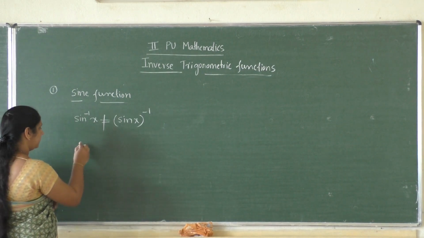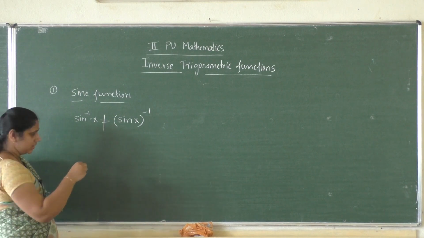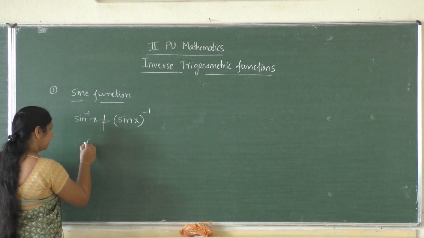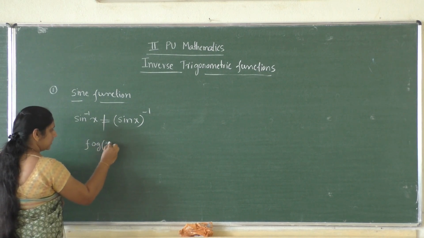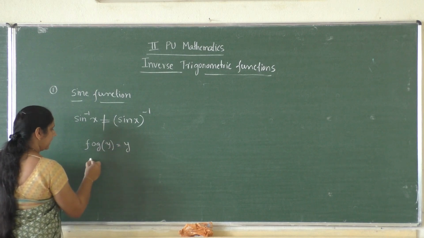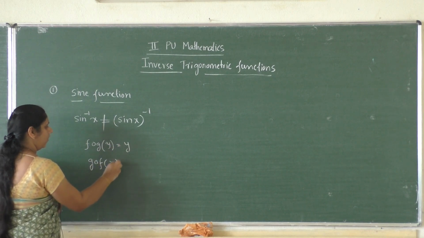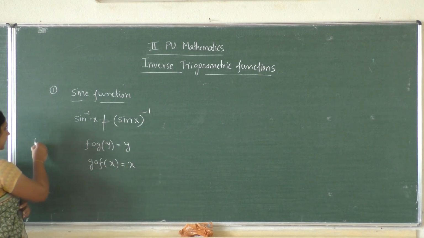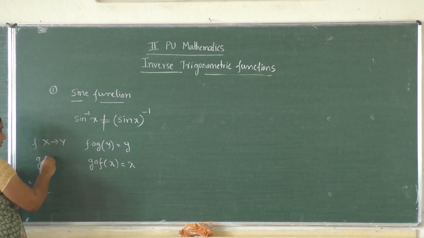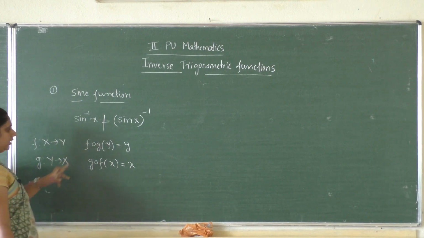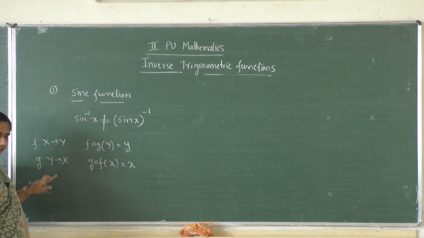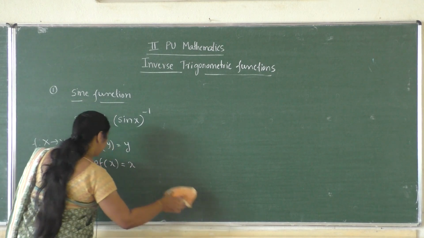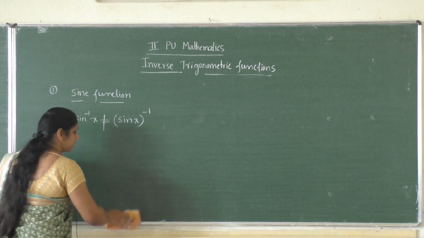Now, in the relations and functions chapter, we did some composition. f composition g of y equal to y, and similarly g composition f of x equal to x. That is, if f is a function from x to y, then there exists another function g from y to x such that if these two conditions are satisfied, then g is called the inverse of f. You studied this in the relations and functions chapter.